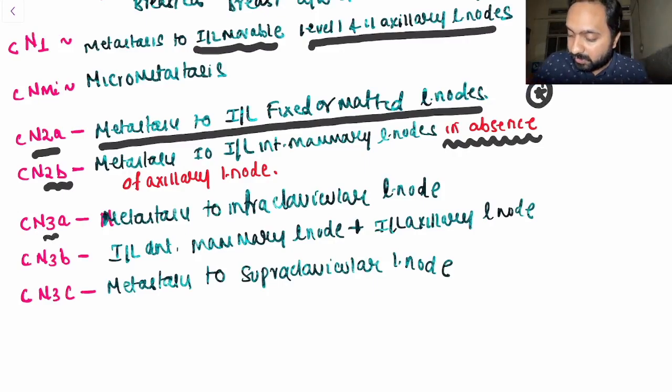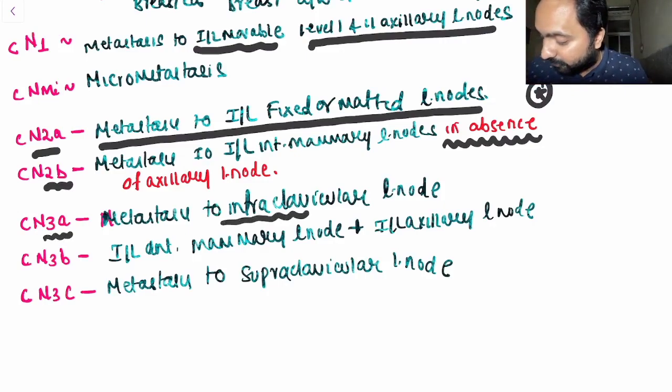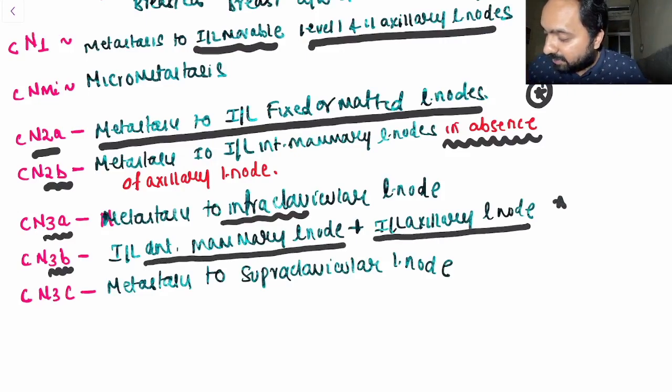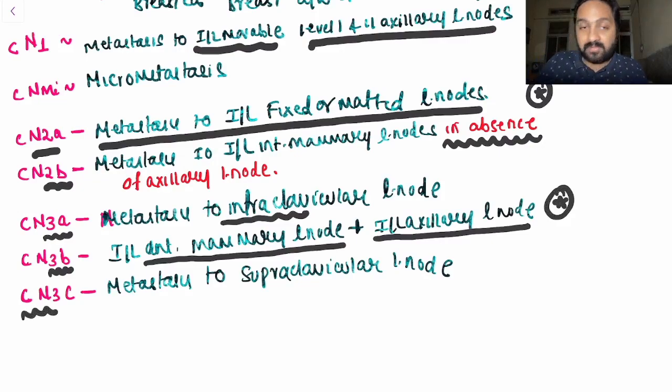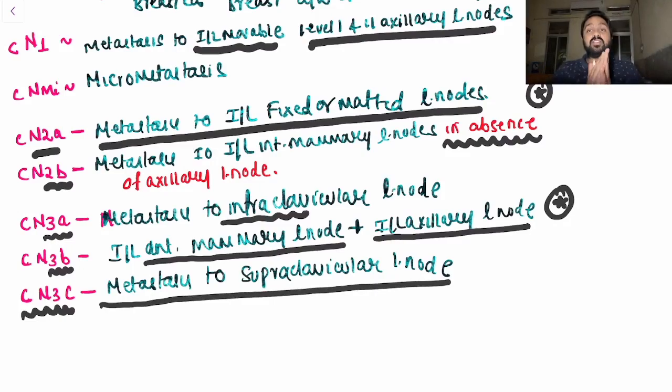Then you have your N3A, which is metastasis to your infraclavicular lymph node. Then you have your N3B, which is metastasis to ipsilateral internal mammary lymph node and your ipsilateral axillary lymph node. And then you have your N3C, which is your metastasis to supraclavicular lymph node. Right. So these were your important points with respect to your applied surgical anatomy of the breast.